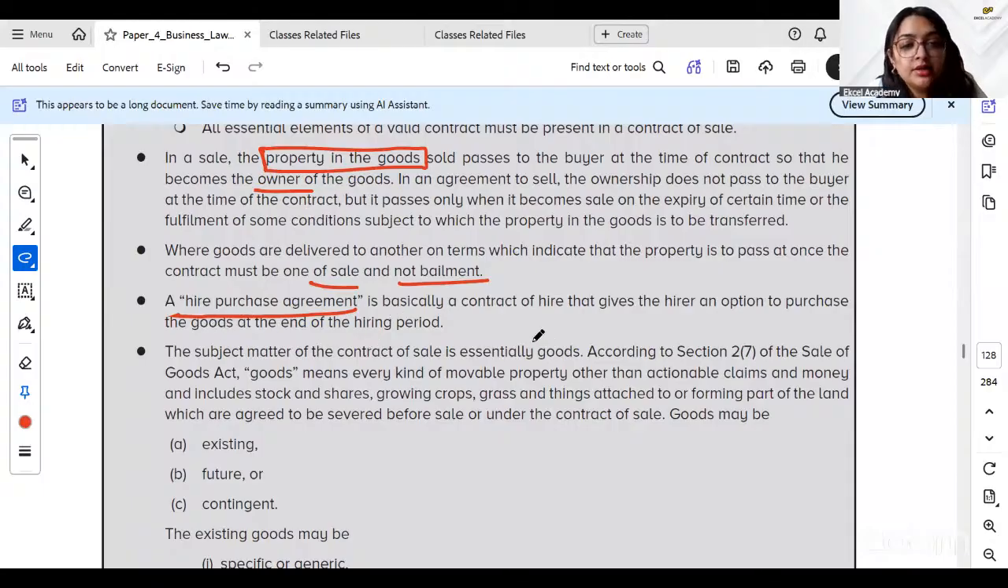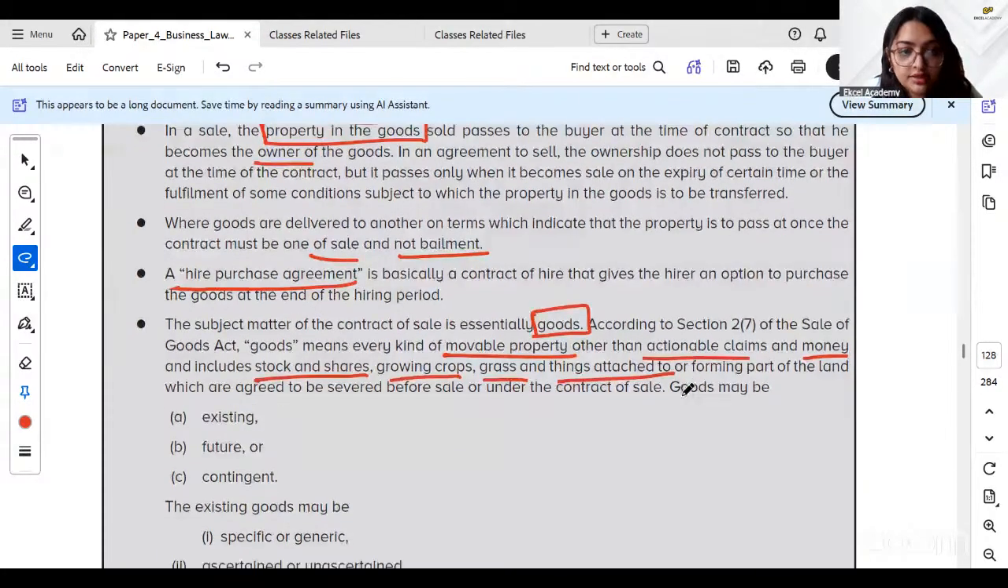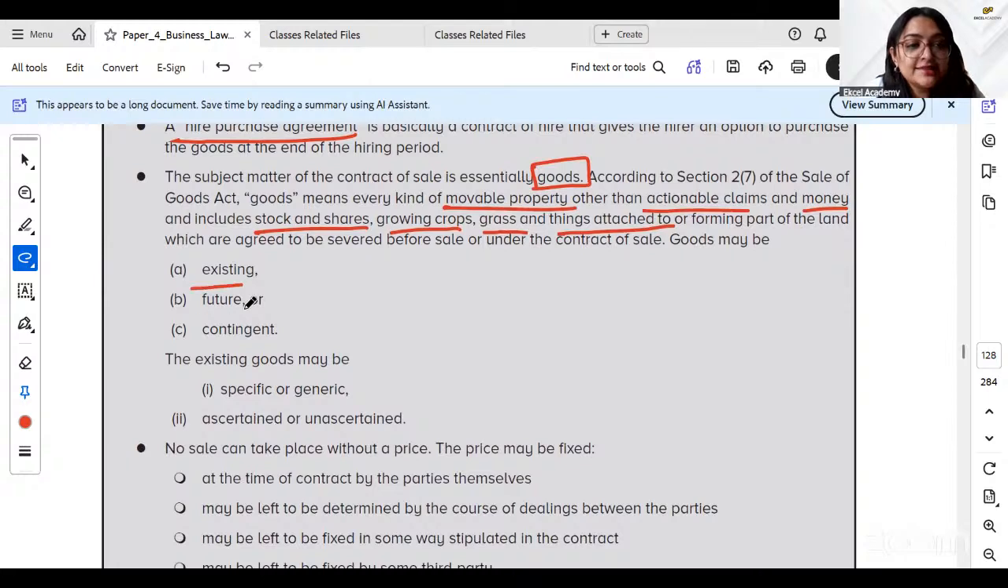Okay, the subject matter of your contract of sale is usually your goods, which is every kind of movable property, but does not include what? Actionable claims and money, but includes stocks and shares, growing crops, grass, and things attached to the land, which will be severed before your contract. Okay, goods may be existing, future, contingent. Existing also you have specific, generic, ascertained or unascertained.